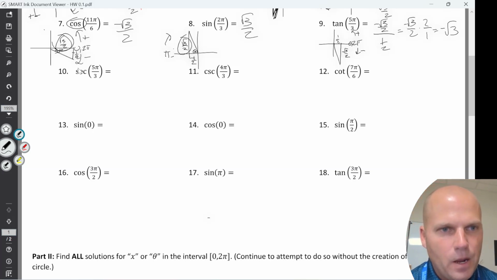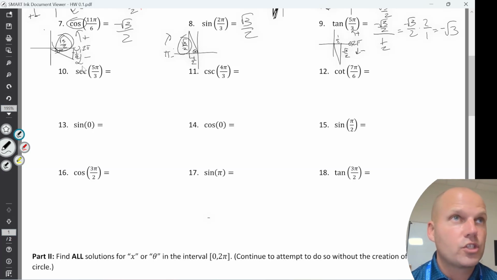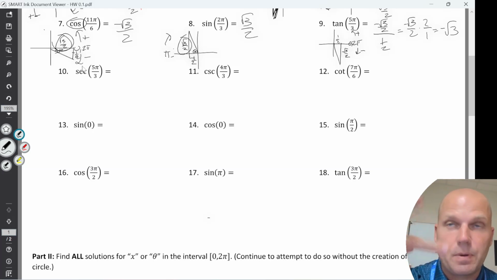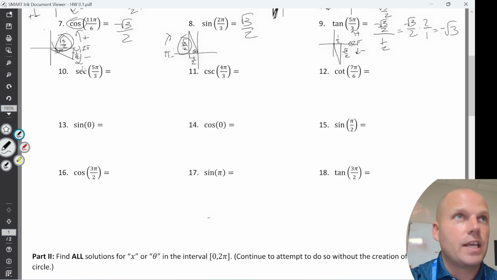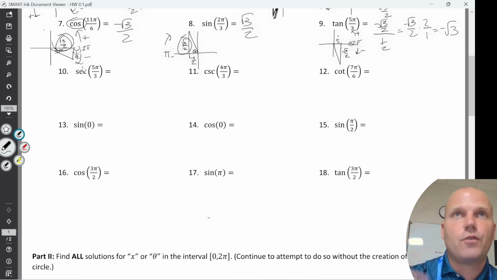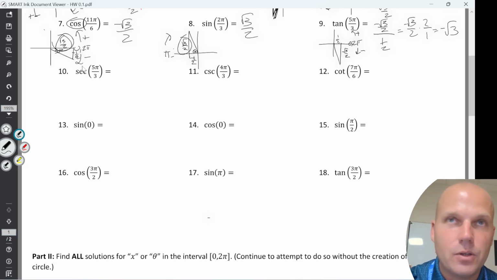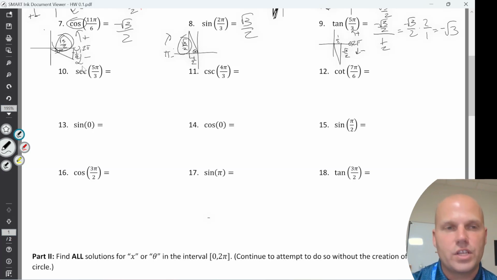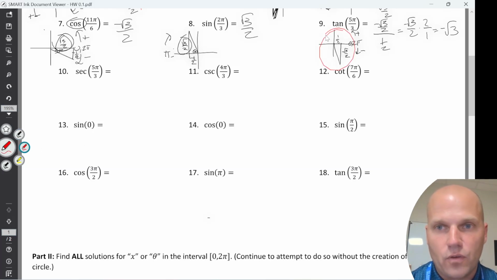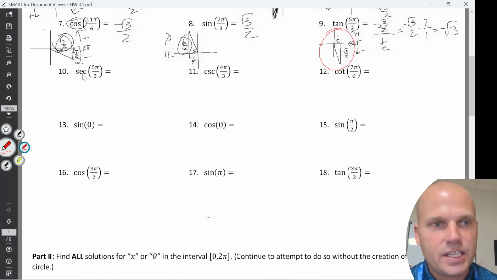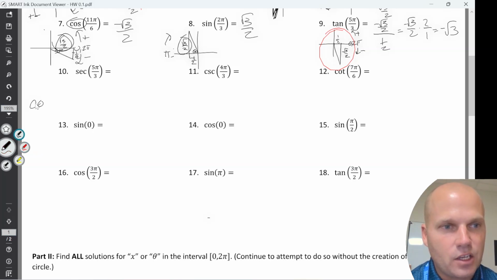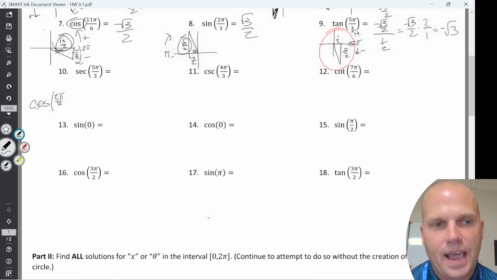Secant 5 pi over 3. All right, this is a reciprocal function. What is a reciprocal function? It's just a flip of the fraction that we get. So we're going to get an answer, a ratio, and we're just going to flip it. Like secant would be hypotenuse over adjacent, or 1 over the adjacent side, the x-axis side. We already have our triangle, so I'm just going to say secant is the reciprocal of cosine. I already know cosine's a half, so I'm going to take the cosine of 5 pi over 3, which is a half, and I'm going to flip it to get 2.